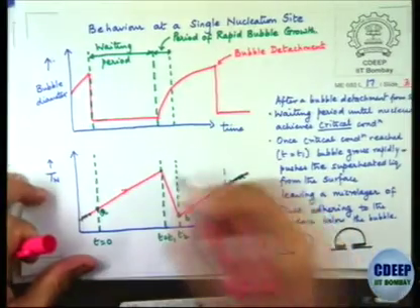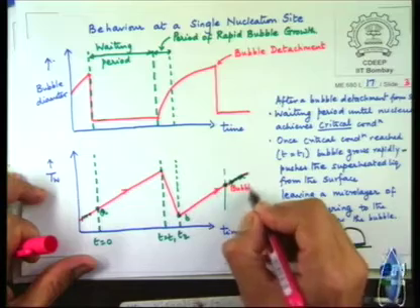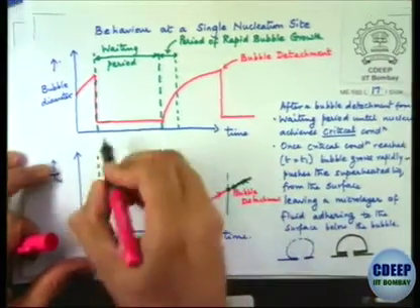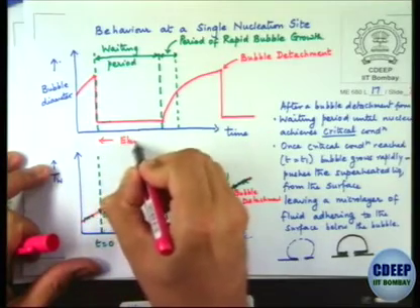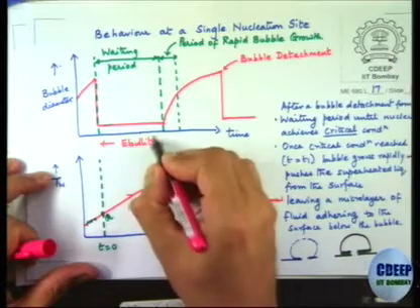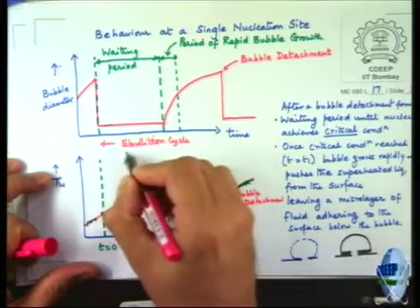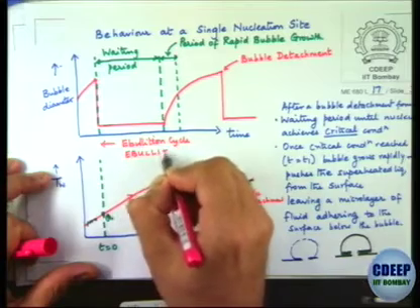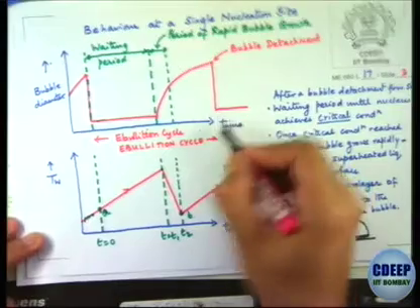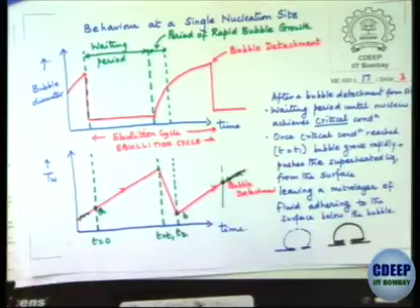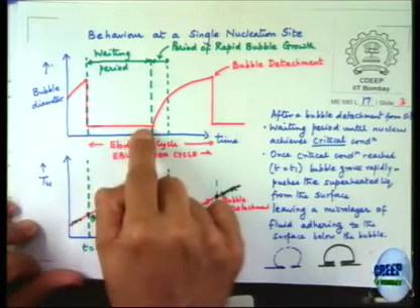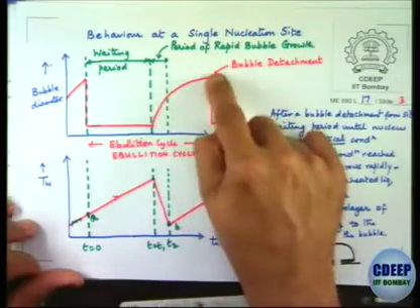This is the point of bubble detachment. This whole thing is one ebullition cycle, E-B-U-L-L-I-T-I-O-N, till here. The waiting period starts here. This whole portion, the bubble is there, no? So there is nothing like waiting here.